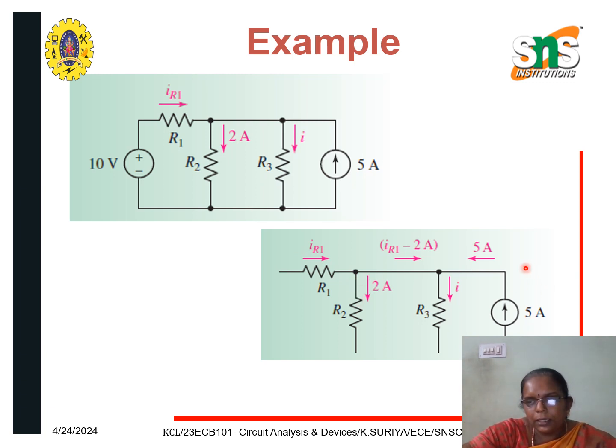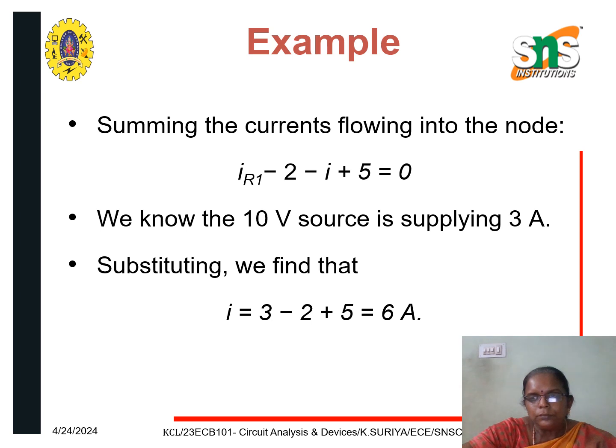And also the current, this 5 amps current will be entering at this junction into the circuit. So we can write I as both the currents are entering into this junction. So we can write I as IR1 minus 2 amps plus 5 amps. So from this we can find out I. So summing the currents flowing into the node, IR1 minus 2 minus I plus 5 is equal to 0. As I said, IR1 minus 2 plus 5 is equal to I.